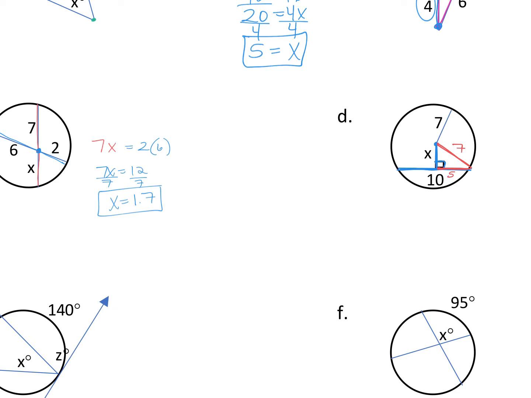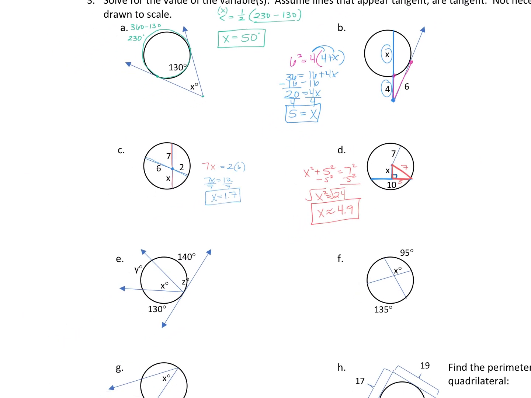For this, you're going to set it up with this as your triangle. So it's going to be x squared plus 5 squared equals 7 squared. So you'll go 49 minus 25, or just subtract 5 squared, if you will. So x squared equals 24. And then you'll take the square root of 24 and round that to the nearest tenth. And that will be 4.9. Okay, so that's D.